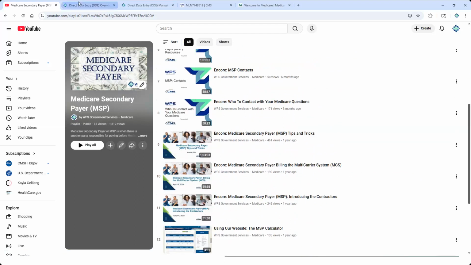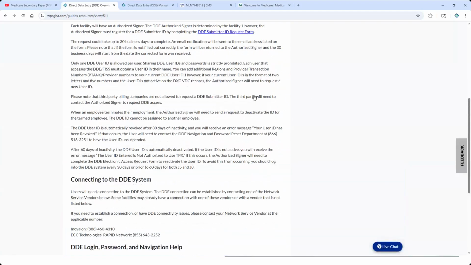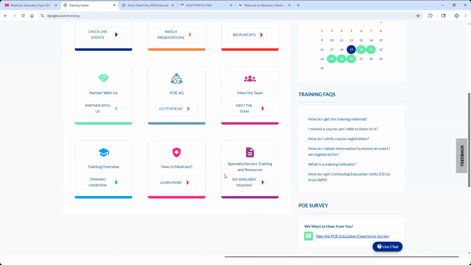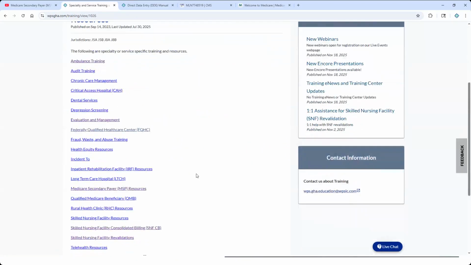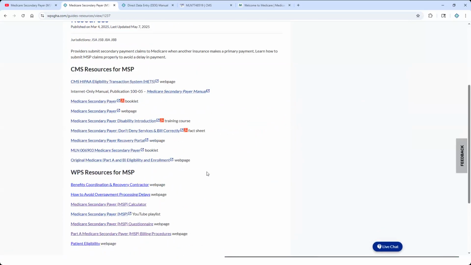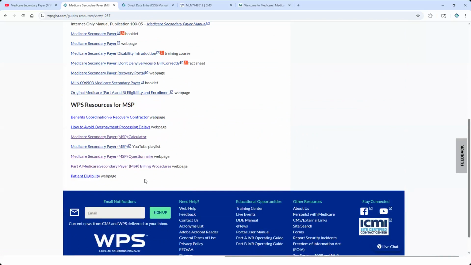If you really don't want to go through that process and your company does allow it, you can go to our training center and again, come down and you can directly go to the Medicare Secondary Payer resources, scroll down, and you can find the playlist available also on this website, which is right here. Just different ways to get to the same thing, but I want to make sure you're well aware of it.